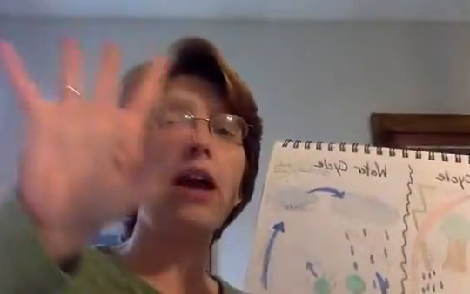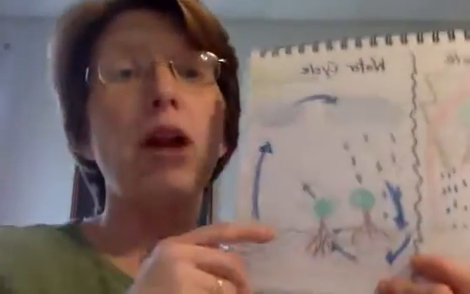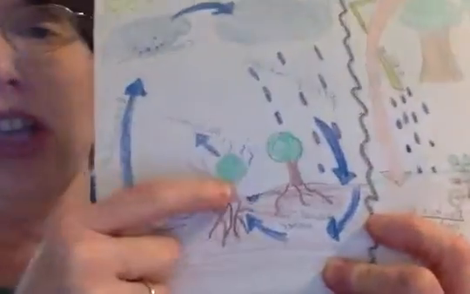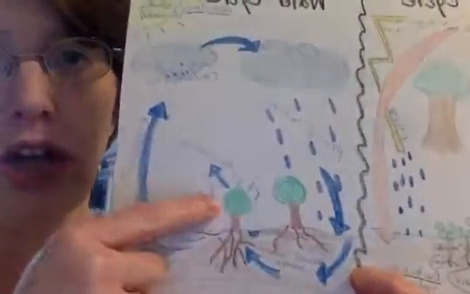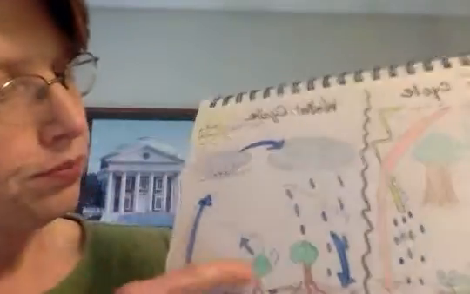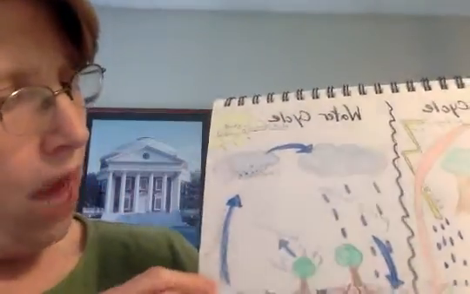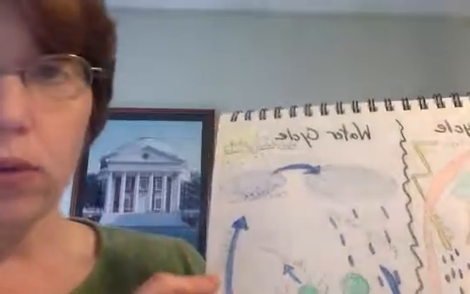Okay, so the tree or plant is releasing that water vapor back into the air, and that process is called transpiration. So I drew little lines that kind of look like steam, like water coming out of the leaves. And it goes back into the air. And then you have evaporation.